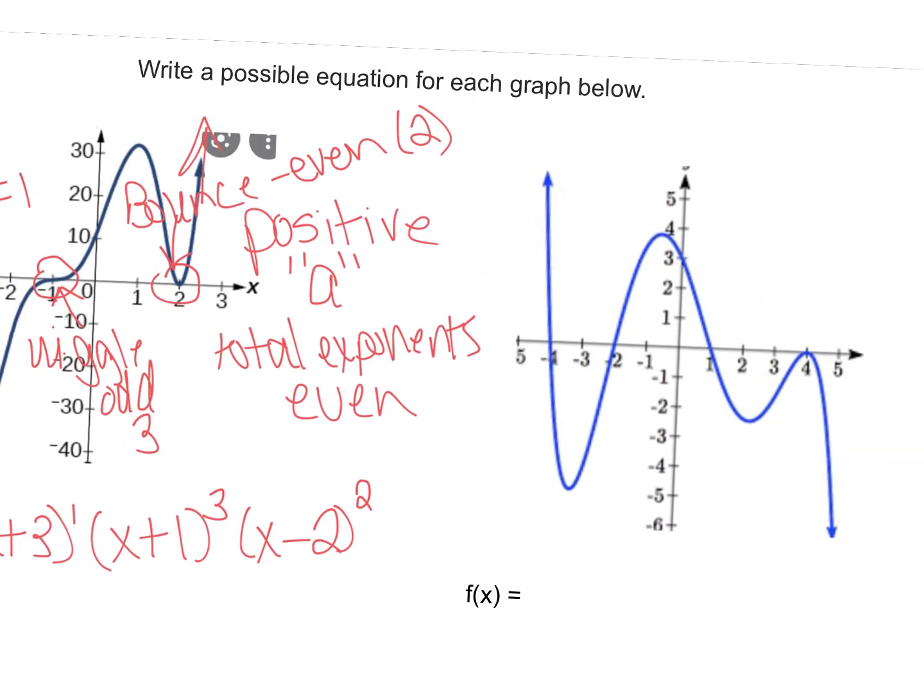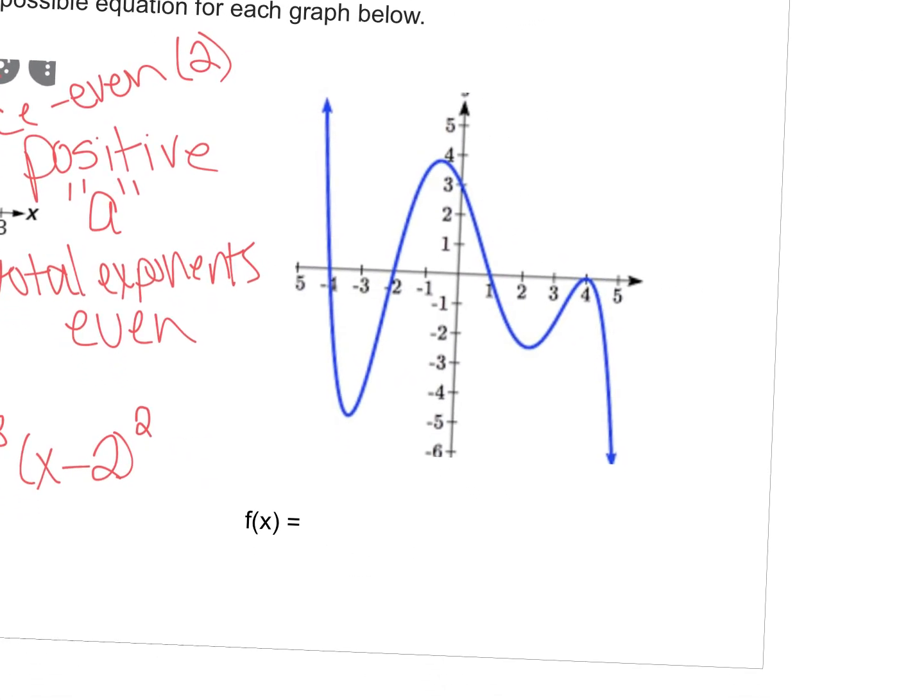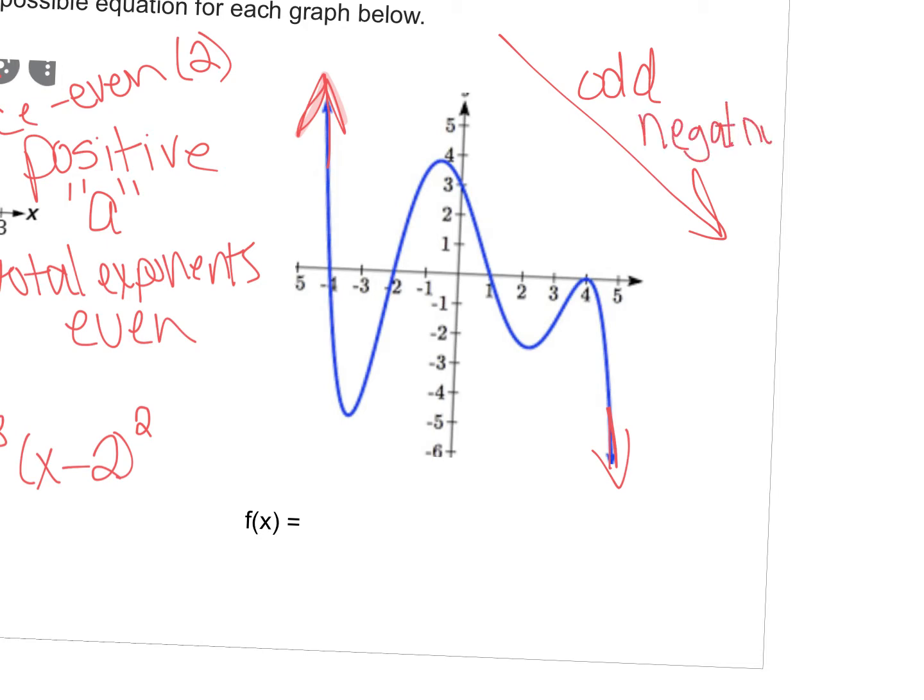Okay, so then if we move over here, again, we've got a lot going on here. First thing that I notice is that the graphs go in opposite directions. This guy is going up, this guy is going down. And the general direction from left to right is negative. So that means since it's going in opposite directions, my total exponents are going to be odd, and my lead coefficient is going to be negative, so my negative A value.